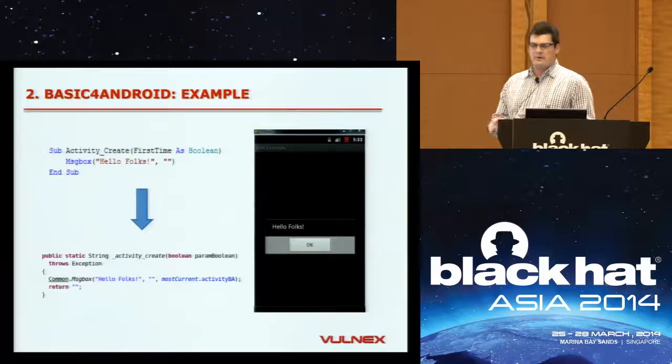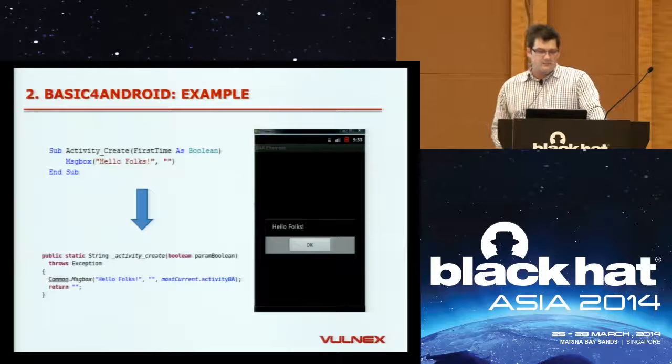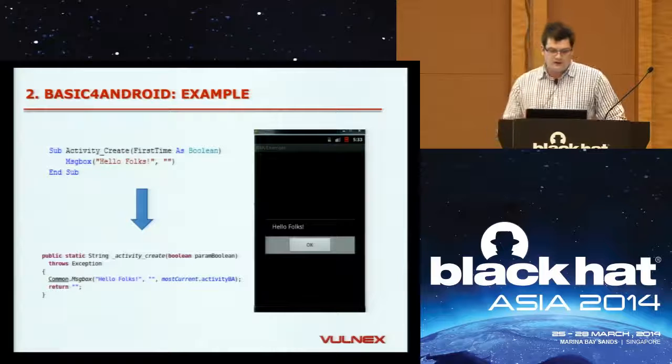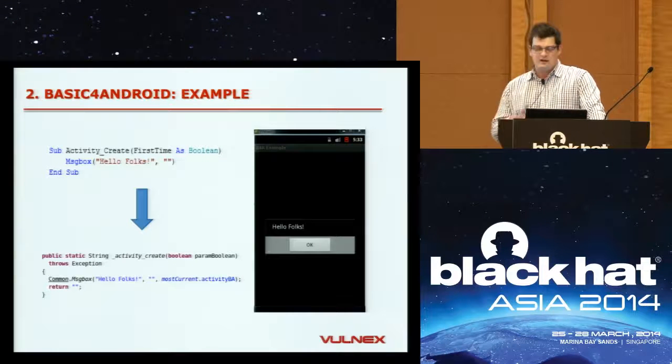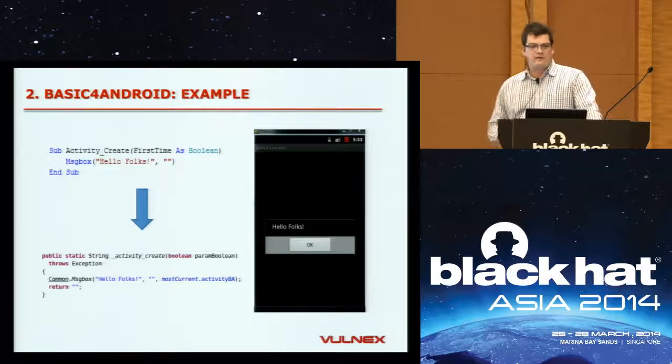And here we have an example. Here we have some basic code. We are creating an activity, and you guys are familiar with Android development, so we are creating an activity and just putting a message box. This is basic, in the development framework for Basic for Android. We write our application, and when we compile, it gets translated to Java, and then it gets run on Android. This is the workflow of a Basic for Android application. So pretty simple.